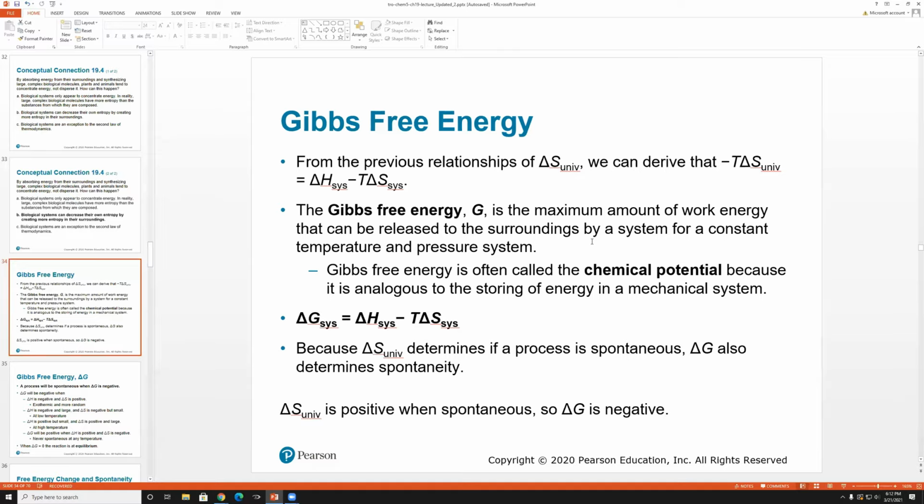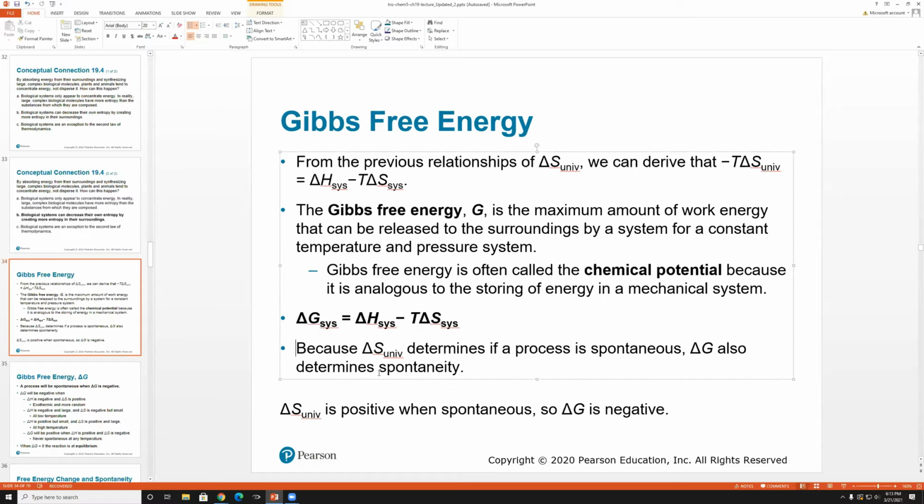So Gibbs free energy is the maximum amount of work energy that can be released to the surroundings by a system. What that means is, when all the chemical bonds break, how much energy is there? How much energy is associated with all those bonds in the reaction, otherwise known as the chemical potential energy. And this equation is very important: delta G of the system equals delta H minus T delta S. That is the Gibbs free energy equation.